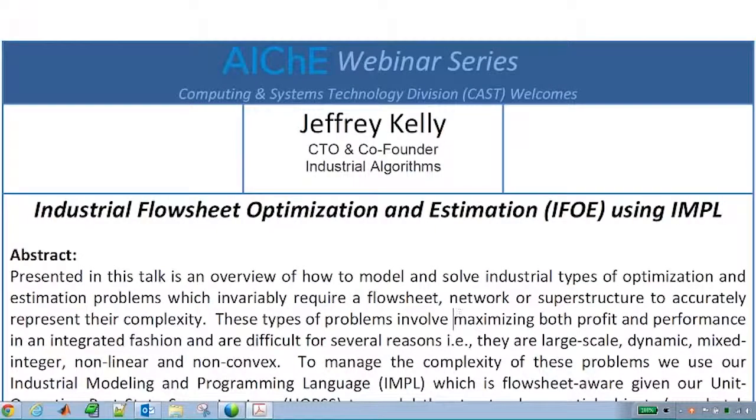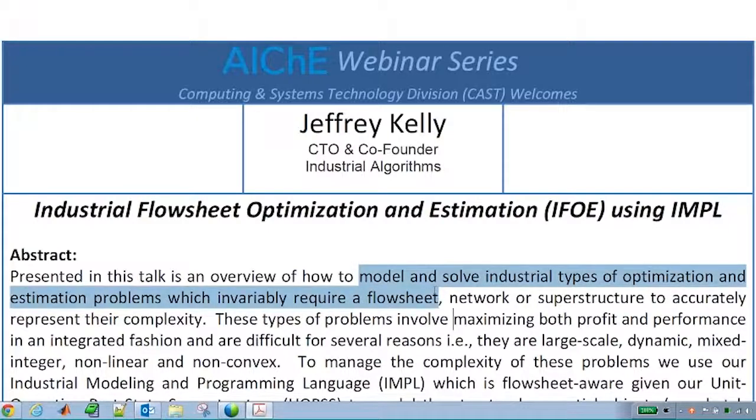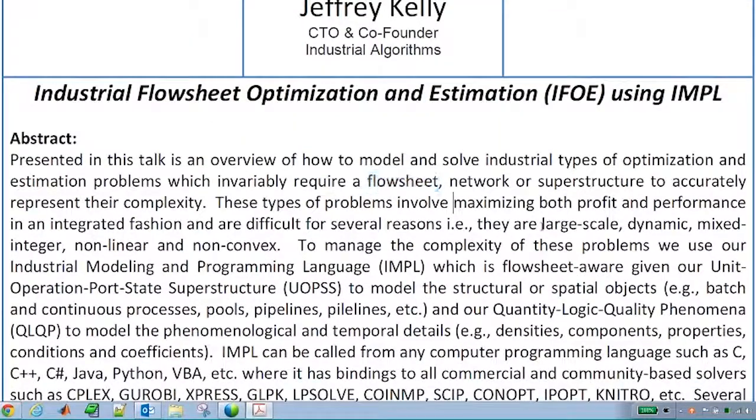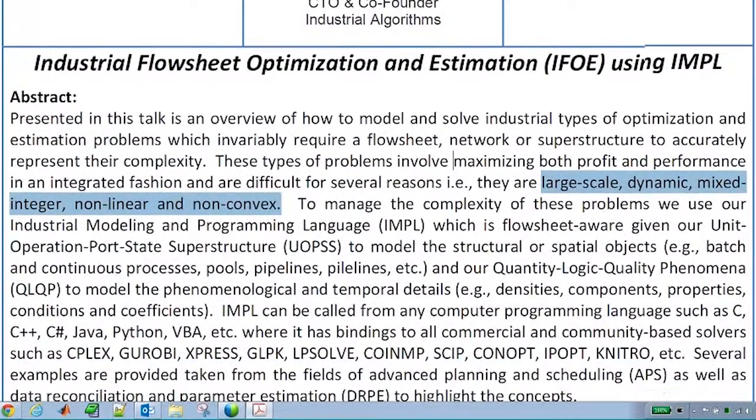Jeff is going to be talking today about industrial flow sheet optimization and estimation using IMPL. And he's going to be talking just generally about how to model and solve industrial types of optimization estimation problems, which require a flow sheet. And these network systems are large scale. There's a number of interesting characteristics with them that he's going to be talking about. I think it's going to be a very interesting talk.